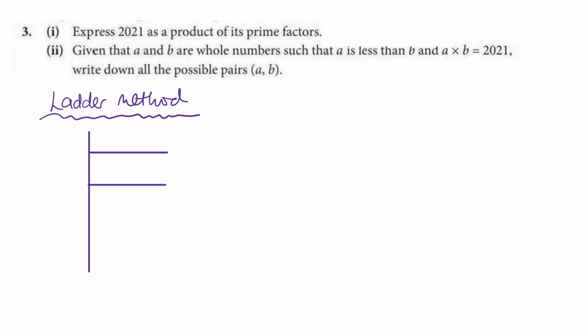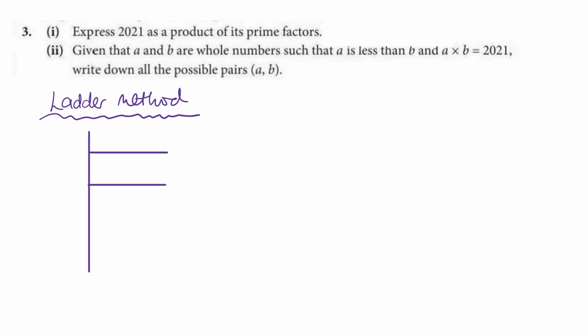So one way to do it is what we have learned earlier on. We just find the square root of 2021, and then we try to divide it by all the prime numbers that exist before the square root of 2021. If you were to use a calculator, the square root of 2021 will give you 44.9. So let's try to divide 2021 by all the prime numbers before 45.